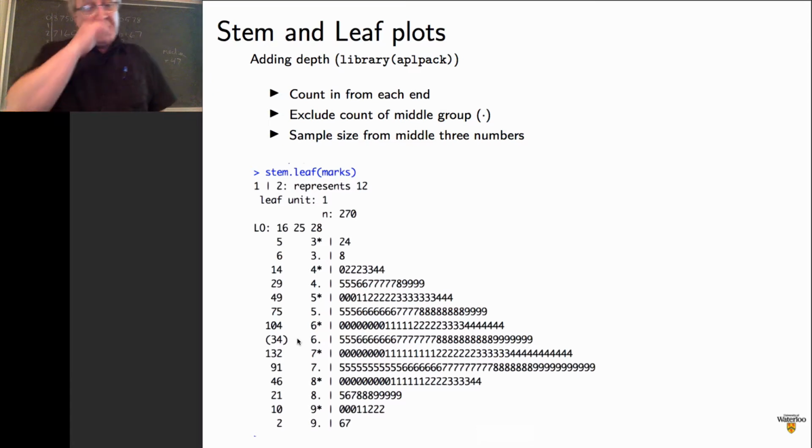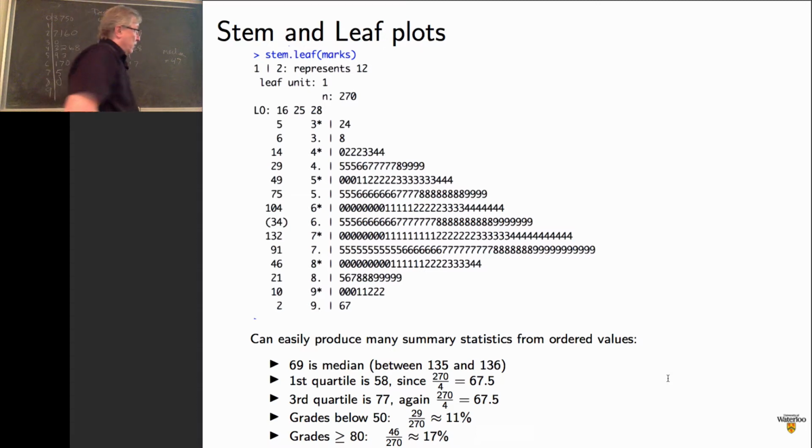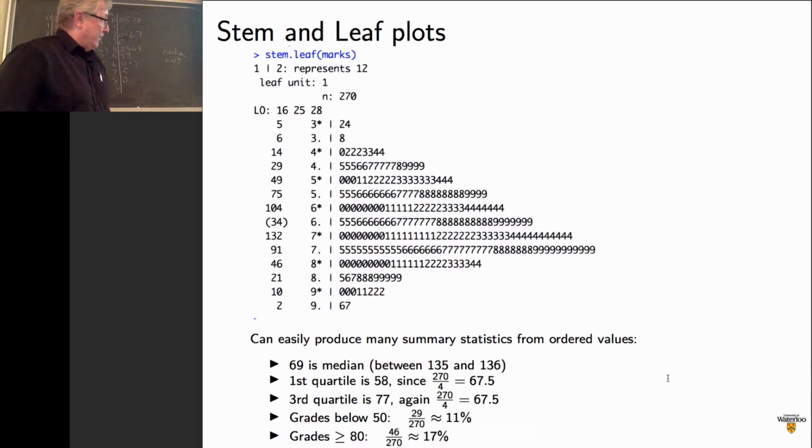Okay? So those depths are really, really handy. Now I can calculate a whole bunch of things by hand very quickly. In particular, I can find the median, sort of between the 135th and 136th point. I can find the first quartile the same way: take the total sample size, find out how far I need to go. I'm going to go in from the smallest values, a quarter of the way through the data. And from the largest values, a quarter of the way. So you can very quickly get these kinds of values.